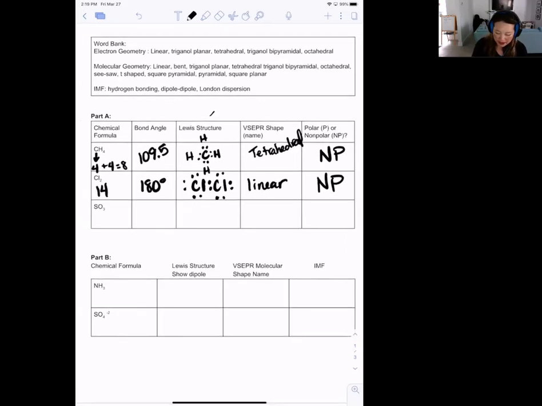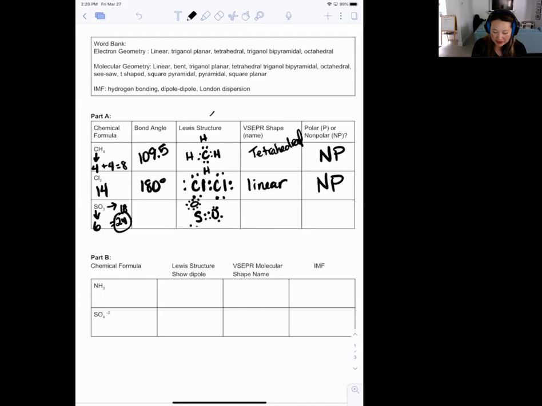For this one, we're going to look at sulfur having 6 valence electrons. Oxygen each has 6, and there are 3 of them, so it's going to be 18. So we're going to have a total of 24 electrons here. This one's going to look like this. This one has resonance.